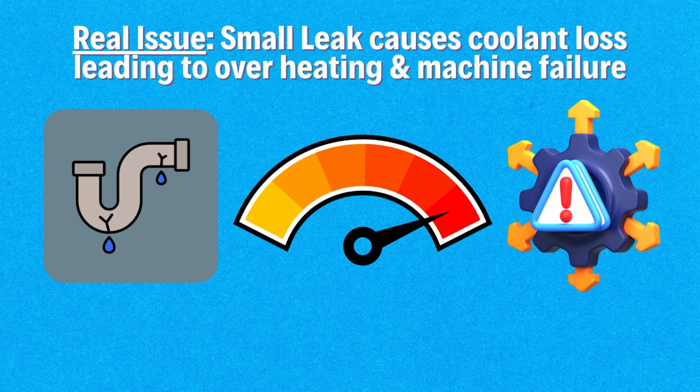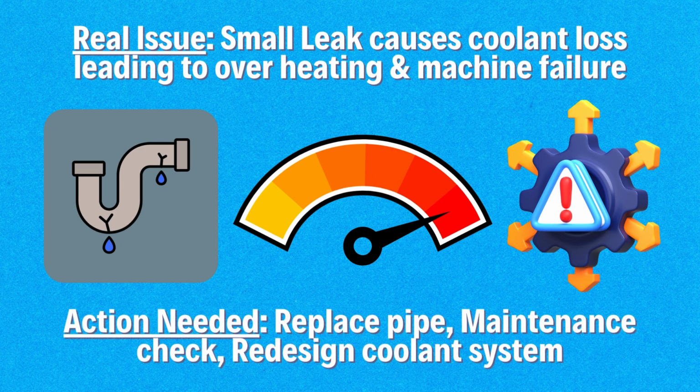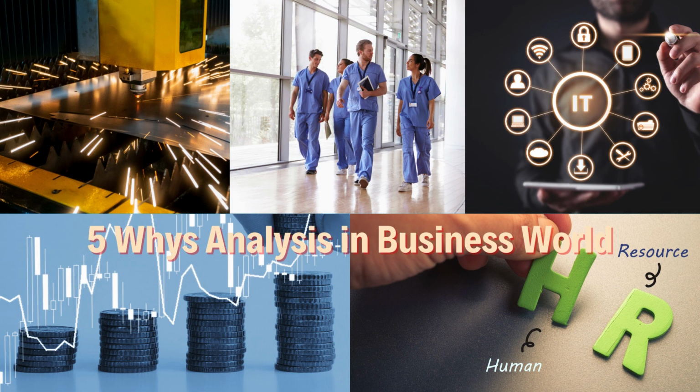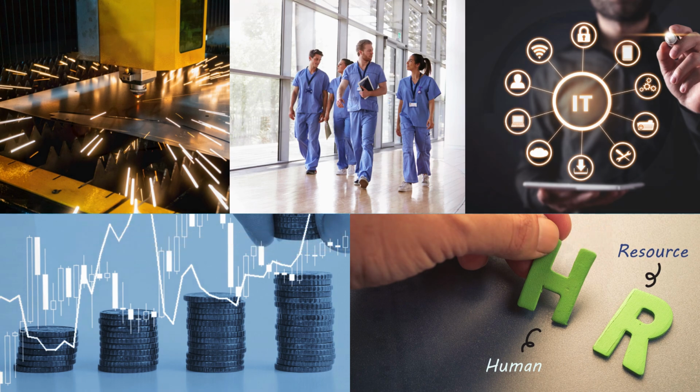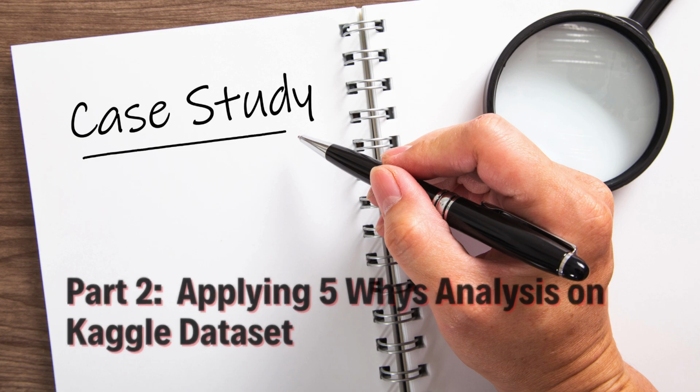machine failure. Toyota responded by replacing the pipe, improving maintenance checks, and contemplating a coolant system redesign to prevent future issues. This example highlights how the 5 WHYS helped Toyota identify the root problem, ensuring a long-term solution rather than just fixing the machine shutdown. Over time, the technique has been adopted in industries beyond automotive manufacturing, including healthcare, IT, finance, and even HR in an organization. Let's apply 5 WHYS analysis on the IBM HR Dataset from Kaggle.com.